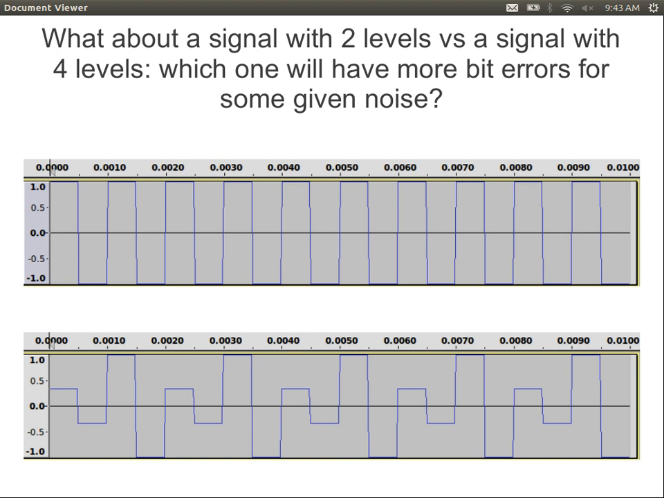How many bits per level? Well, the best case is log base 2 of 4, which is, anyone? 2. The data rate we can achieve is 2 times the signal rate, which is 4,000 bits per second. We've already got the answer here.